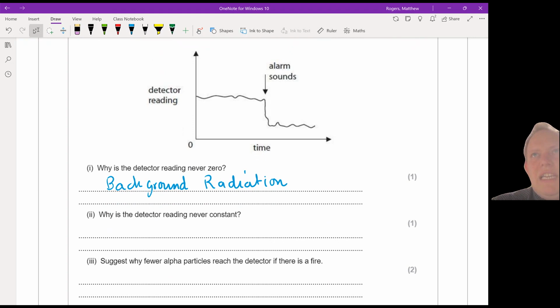Why is the detector reading never constant? We have our two words we like to use for radiation, that it's spontaneous and random. In this particular case, it's the random nature of radioactive decay that's important.